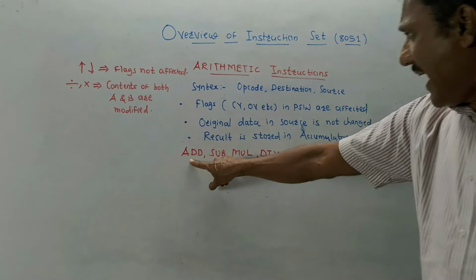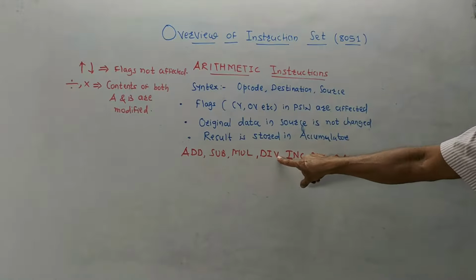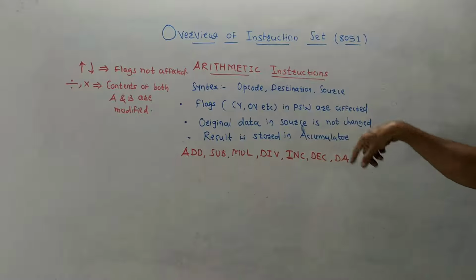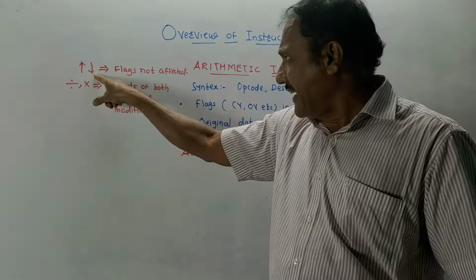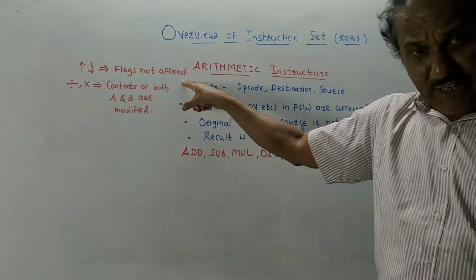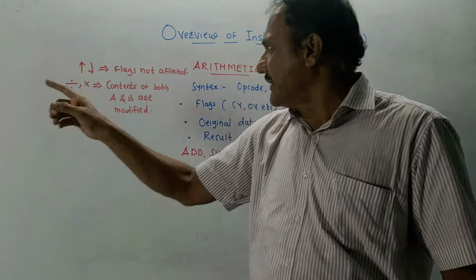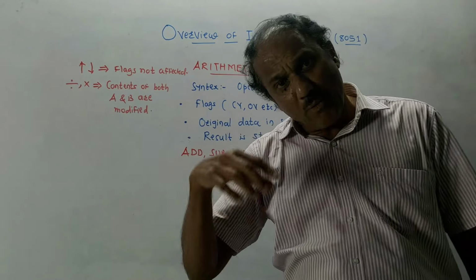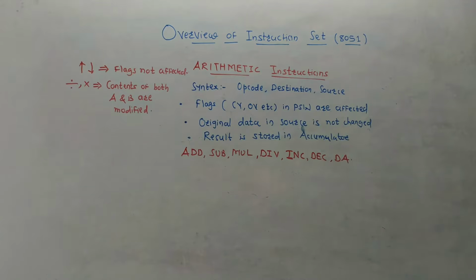So examples are addition, then SUB stands for subtraction, multiplication, division, increment, decrement, and DA operation. In case of increment and decrement, flags are not affected because this is just to increase or decrease the things. In case of division and multiplication, contents of both A and B registers are modified.